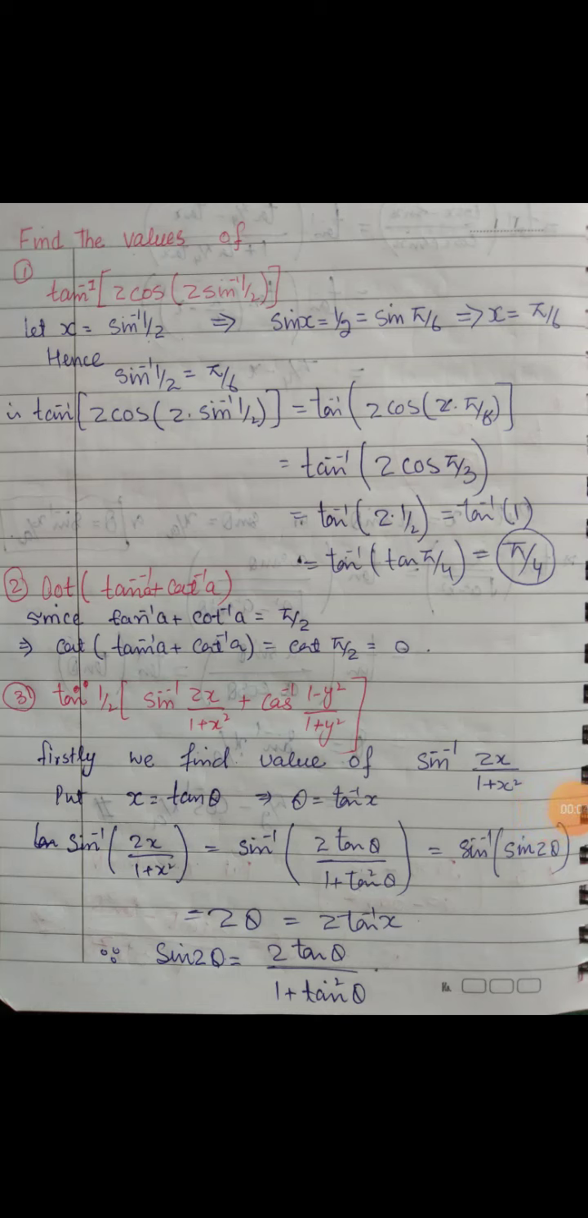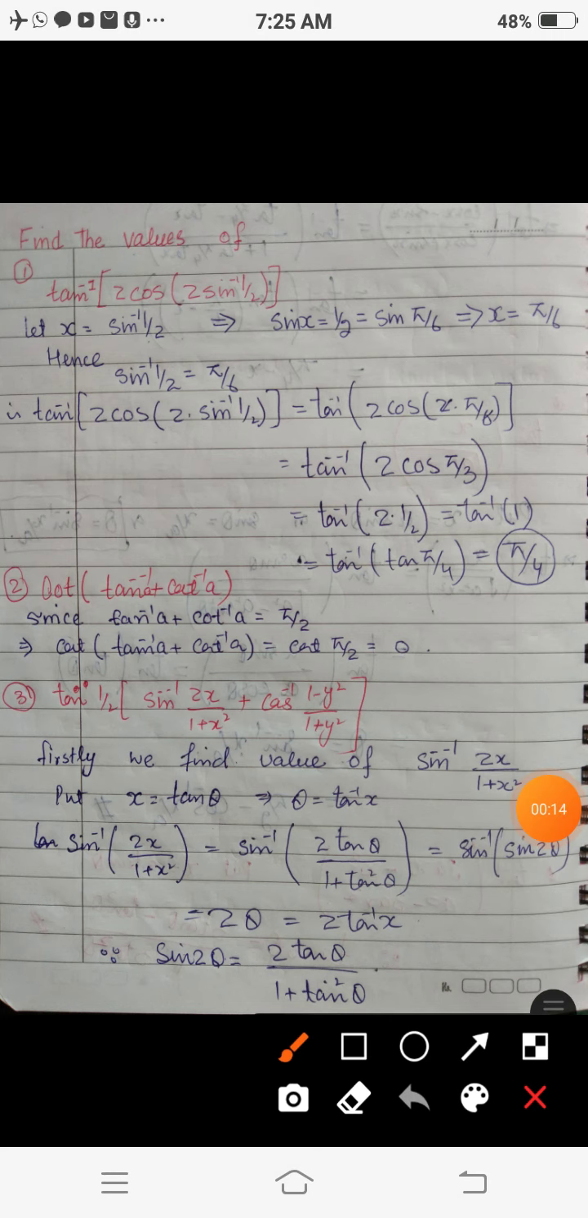Dear students, we are solving exercise 2.2. Now the question is, find the value of tan inverse of twice cos 2 sine inverse 1 upon 2. Here firstly we will find the value of this sine inverse 1 upon 2. Let x equals sine inverse 1 upon 2, which implies that sine x is 1 by 2.